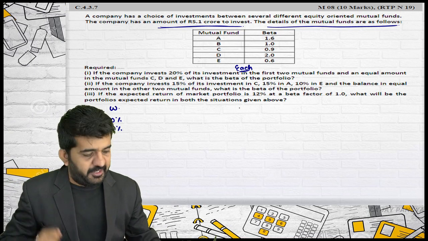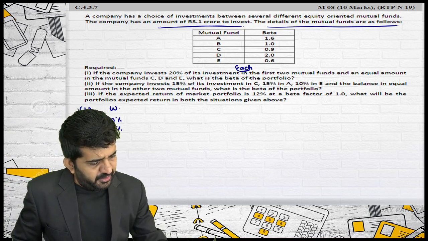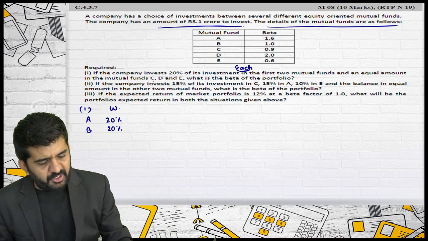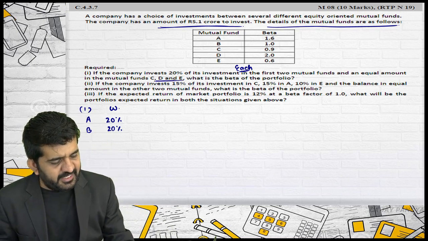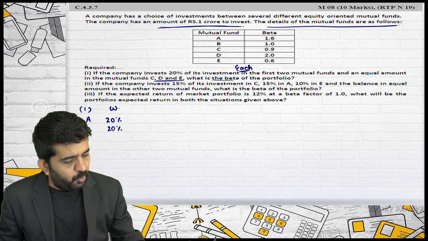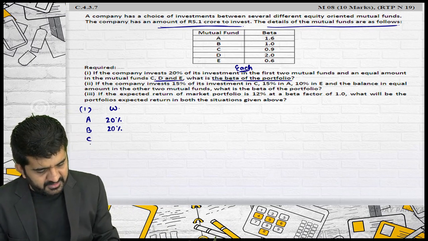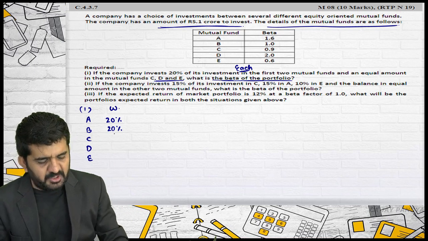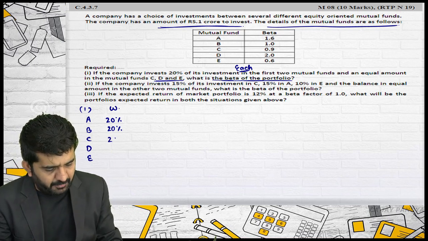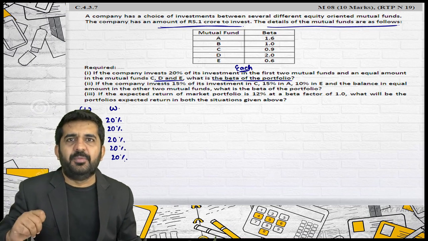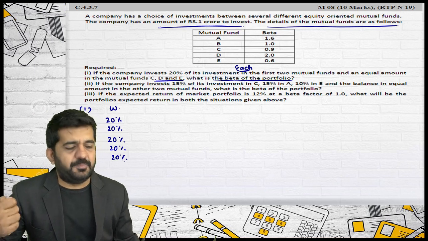This word should be written: each in first two mutual funds and an equal amount in mutual funds C, D and E. What is beta of the portfolio? How much is spent on C, D and E? 60%. Equal amount is 20, 20, 20. What is beta of the portfolio? Beta of portfolio is the weighted average beta of the securities.